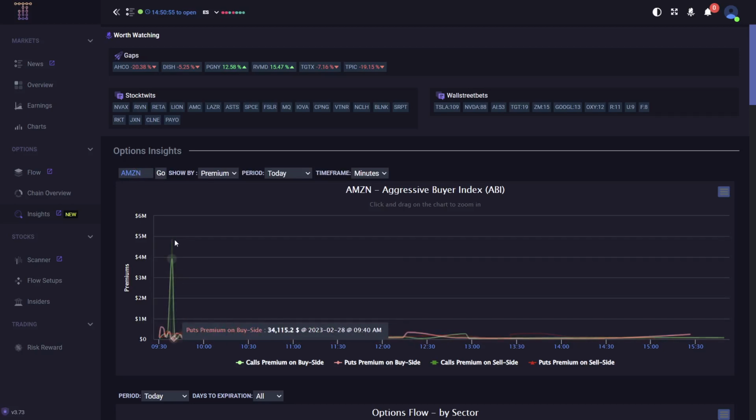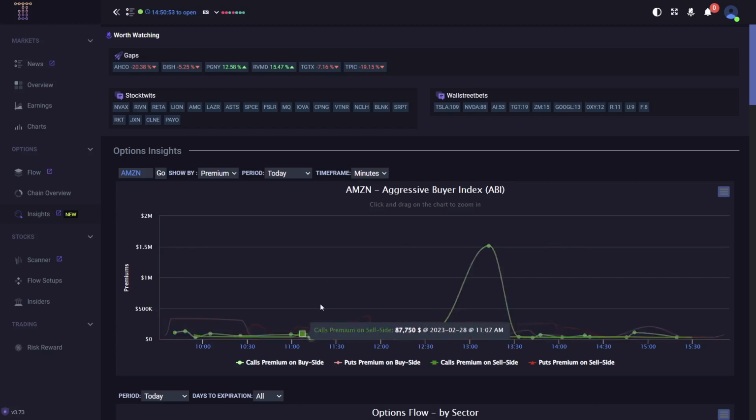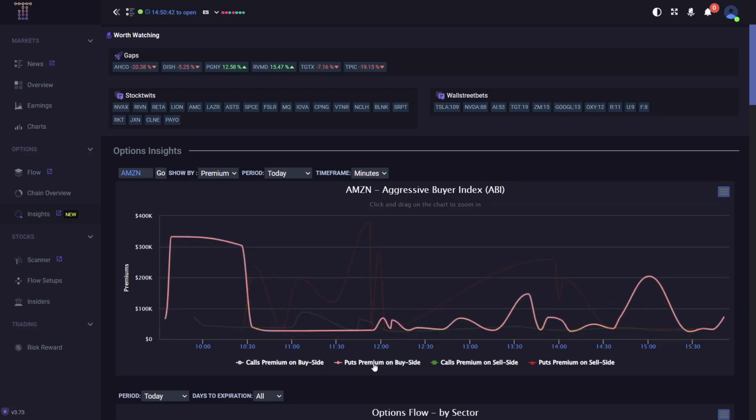It's kind of hard to read because there's such a high spike at the beginning of the day. And what you want to do, there it goes, actually reset. Now this is the chart that you'll see for Amazon. So there's a couple things you can do here. Me personally, I'm not really worried about the calls and the puts getting bought.